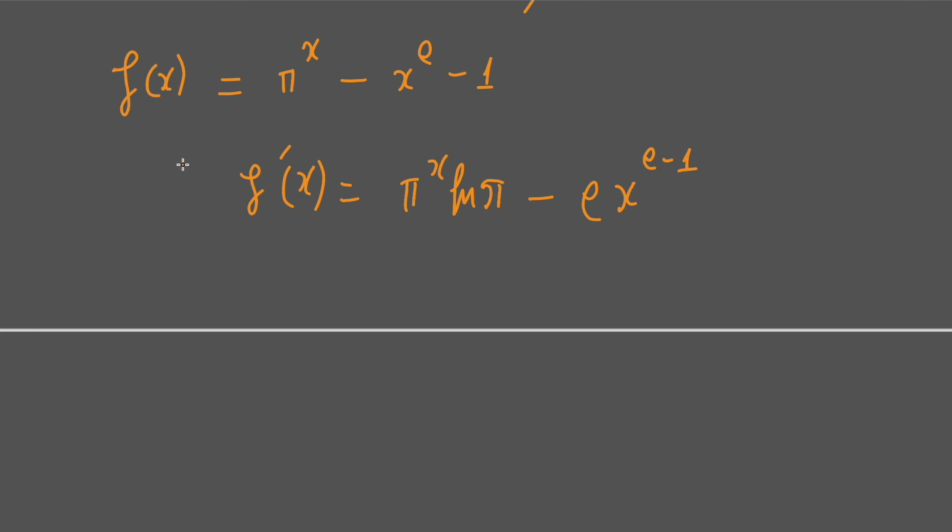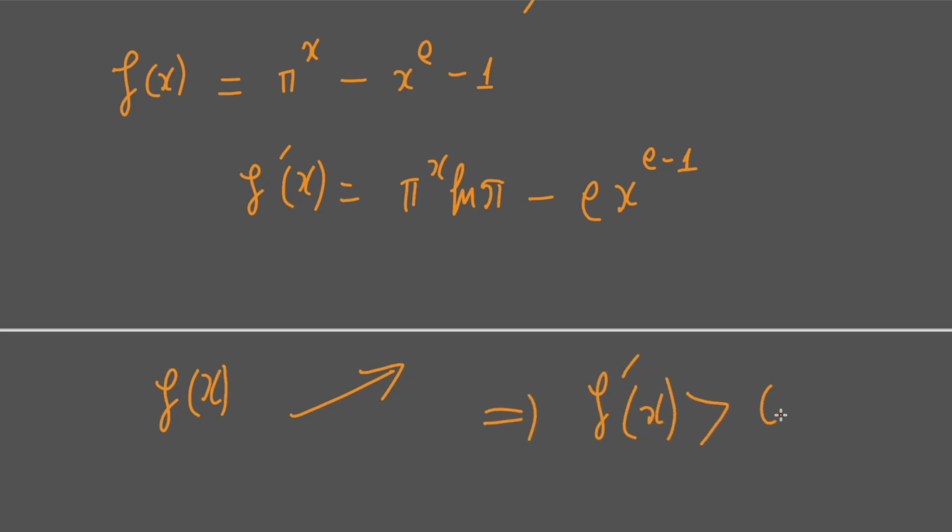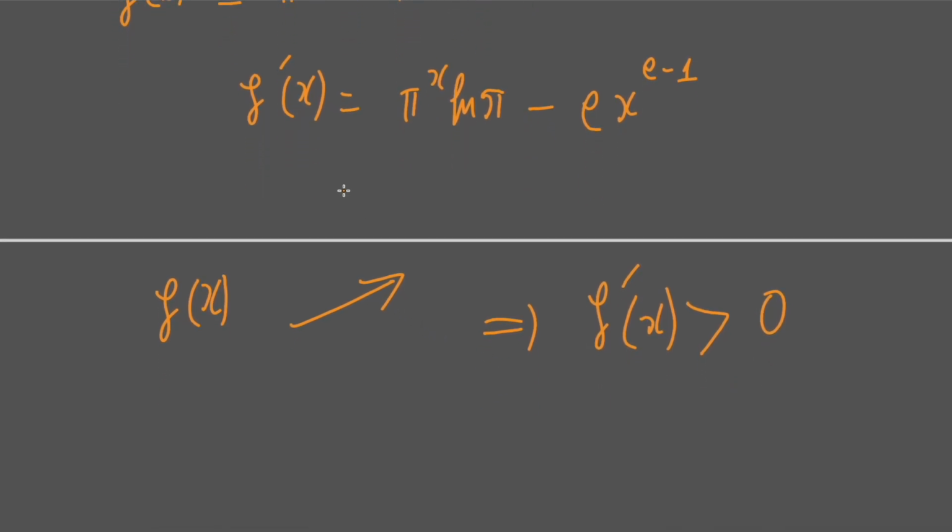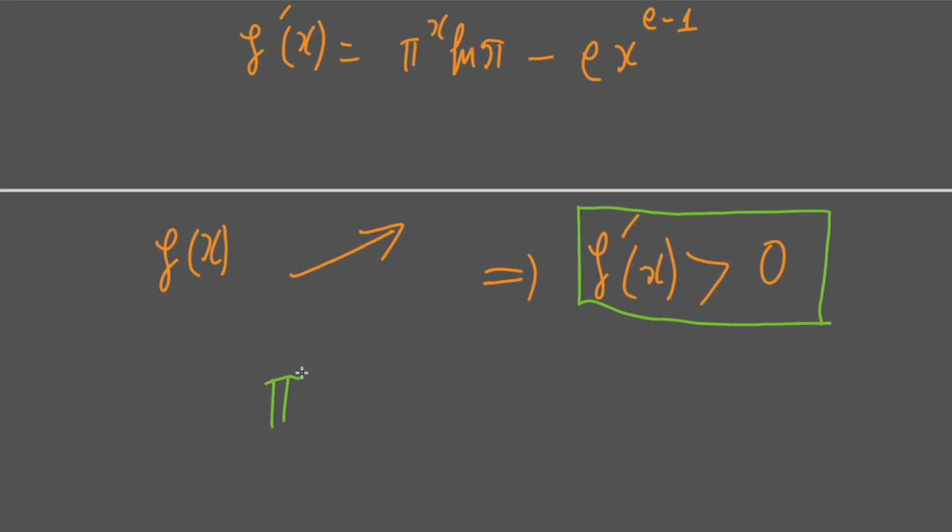Because we want to prove f(x) is an increasing function, the derivative of f(x) has to be greater than 0. In this case, we need to prove this inequality. To prove this inequality, we assume that we have the equation pi power of x multiplied by ln pi equal to e multiplied by x power of e minus 1.